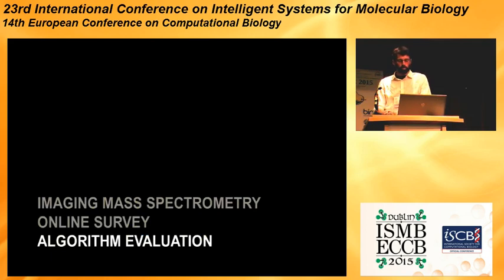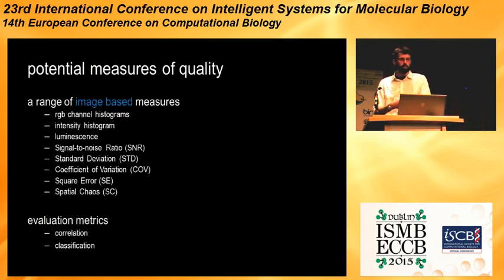So we took these gold standard pairs and we evaluated a whole bunch of image-based measures of potential quality. Because we didn't know what people were looking for when they evaluated these, we trawled the literature to look at all the image-based stats we could come up with. Most of these will be reasonably familiar: intensity-based measures for the histograms, and local statistical properties. And finally, this measure, spatial chaos, which we recently published, which uses structure within the images.